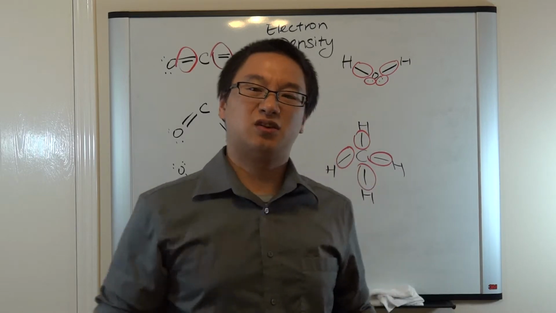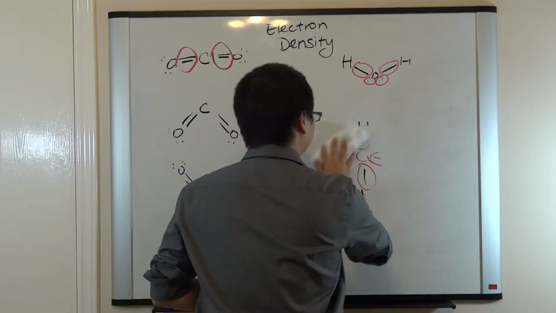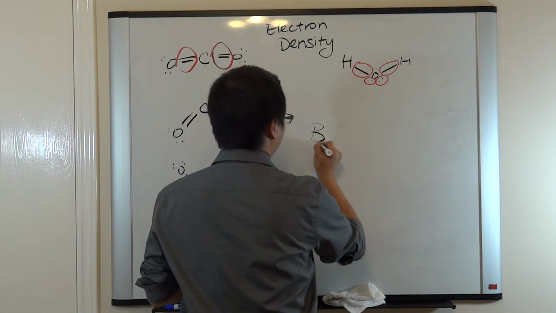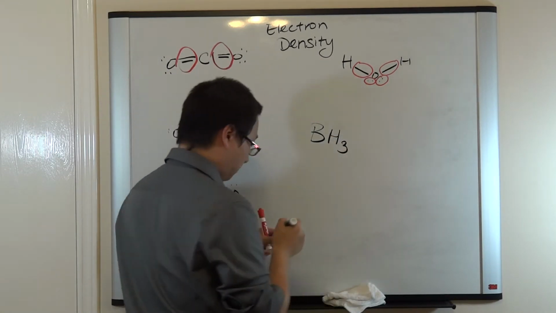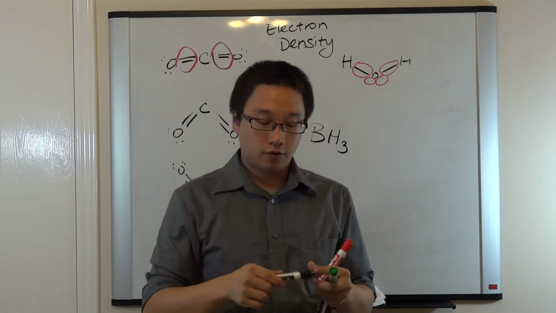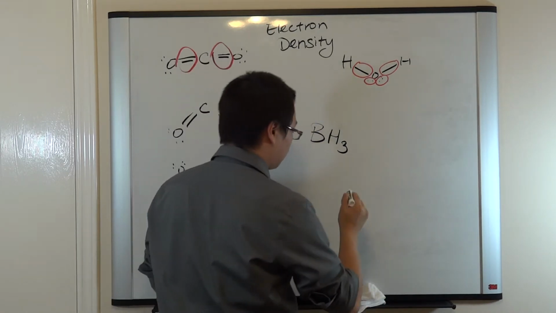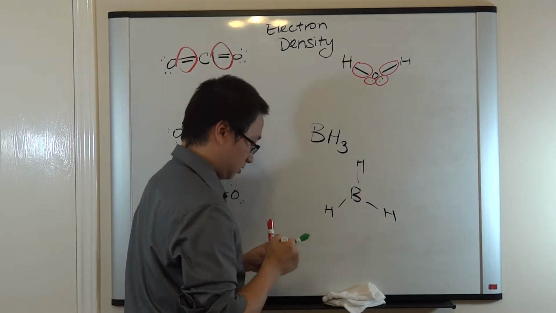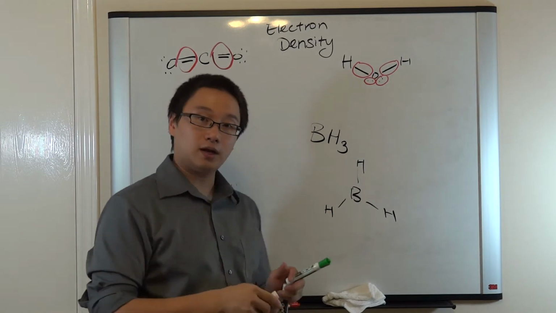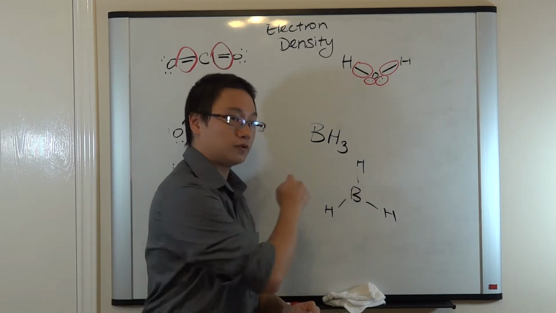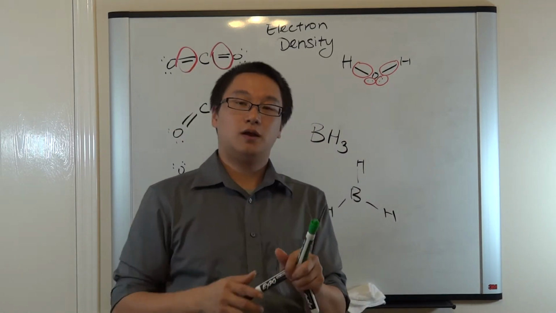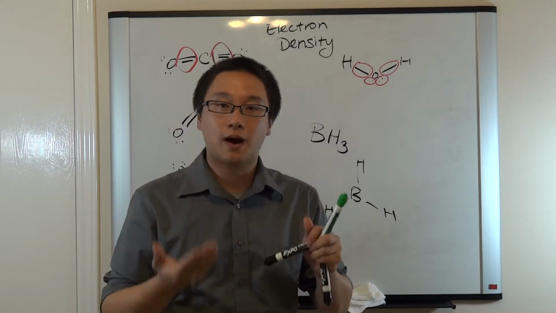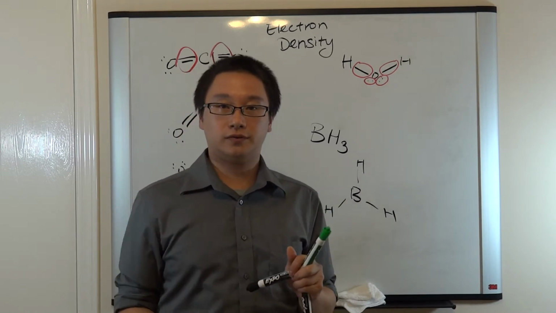Now, let's consider another example. Another example would be BH3, boron trihydride. For BH3, the Lewis dot structure is going to be BH3 like this. So let's have only 3 electron densities: 1, 2, and 3. Have your pencils or pen ready. So 3 electron densities. How can we minimize the repulsion between these 3 electron densities?